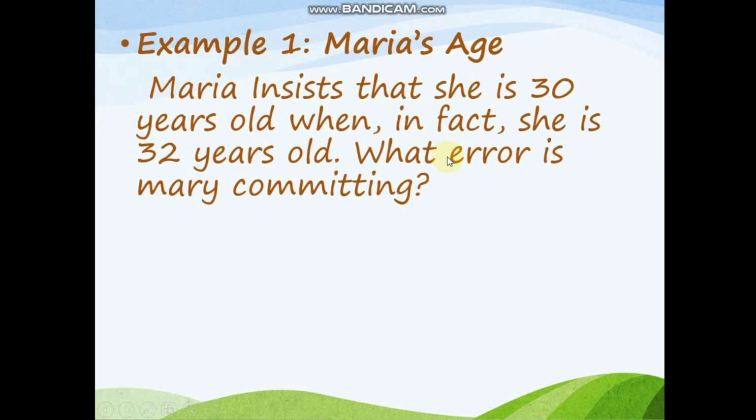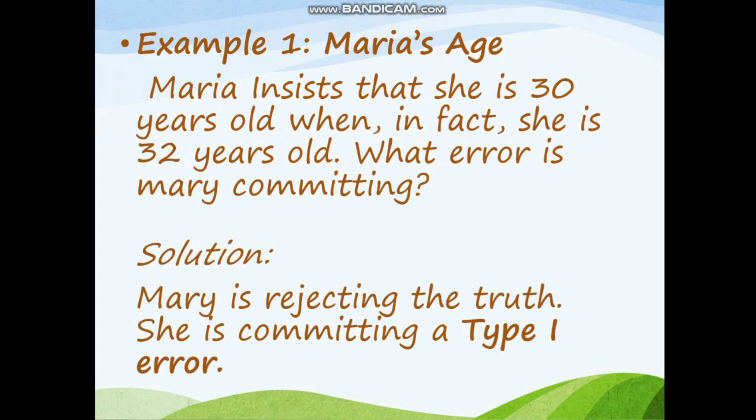What error is Maria committing? So in here, class, ang totoo 30 years old si Maria. Pero she is denying that fact at ang sabi niya ay hindi, 30 years old ako. So this is an example of a type 1 error. Bakit? Kasi instead of accepting na 30 years old siya, dinay pa niya. So nire-reject niya yung true age niya na 30 years old. So type 1 error.